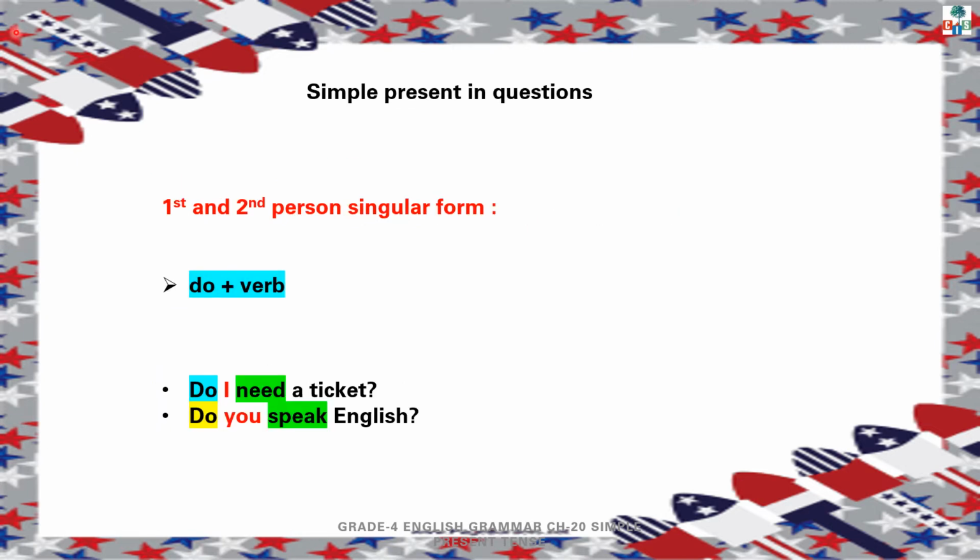Now let's see how to frame a question in simple present tense. For the first and second person singular form, we need to use an auxiliary verb do plus the base form of the verb. For example, do I need a ticket? Do you speak English? Now you have to put an auxiliary verb do before the noun or pronoun. Do I? Do you? And after the noun and pronoun, you need to use the base form of the verb. Need, speak. Clear?